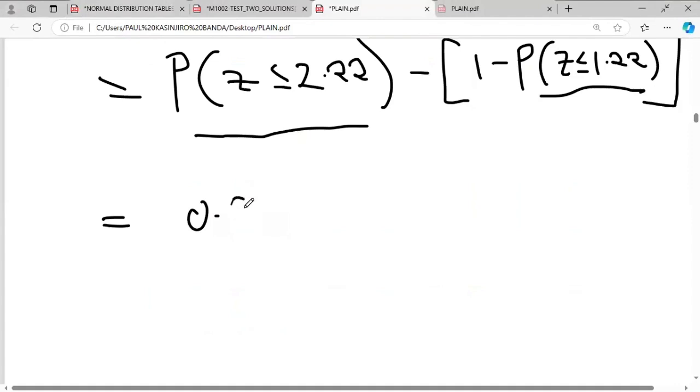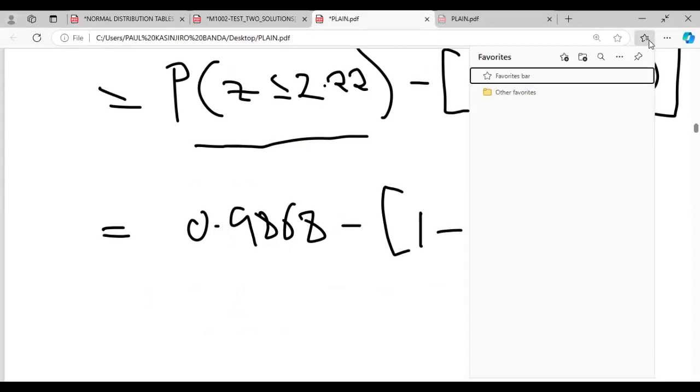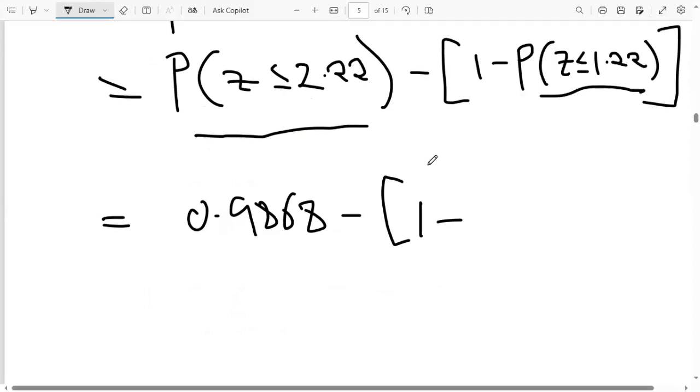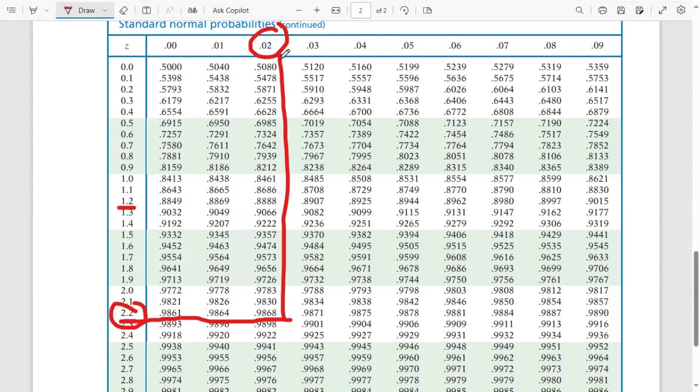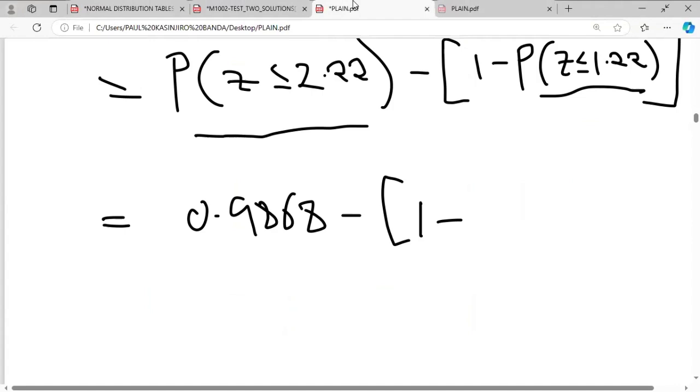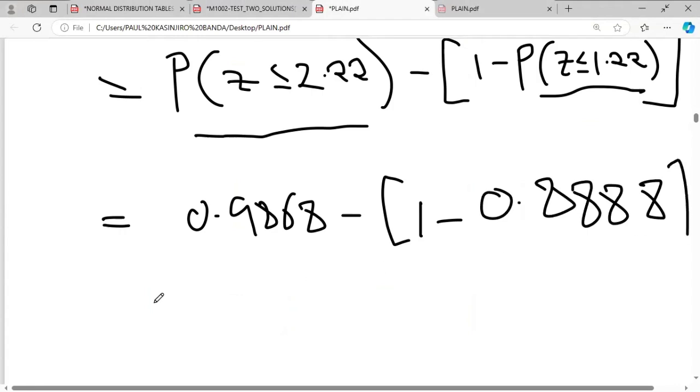0.9868 minus, and then 1 minus, we have to get the probability of this. Okay, so let's get that probability from the table. So this is the probability of 1.22. Okay, so 1.22, we're going to go on 1.2, and then we are still in this column here. I'm going to find this as my answer, 0.8888. Okay, so I'm going to write here 0.8888. And then just do the calculator now.